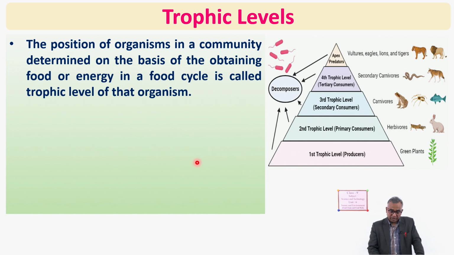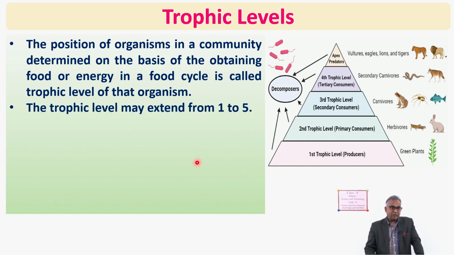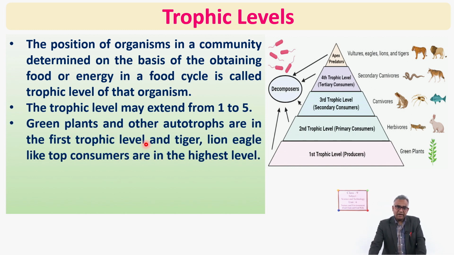Okay, so that is called trophic level. The trophic level may extend from 1 to 5: first, second, third, fourth, fifth. Green plants and other autotrophs are in the first trophic level, and tiger, lion, eagle, like top consumers, are in the highest trophic level.